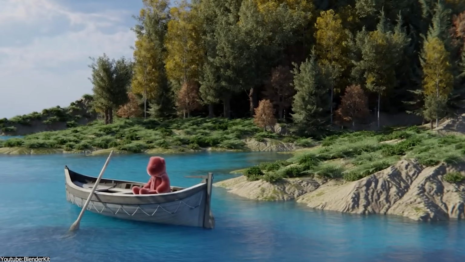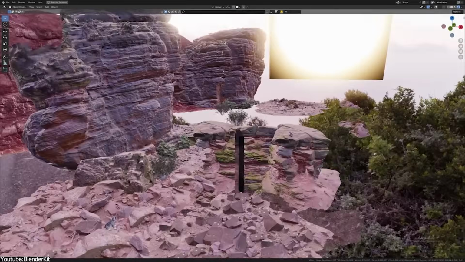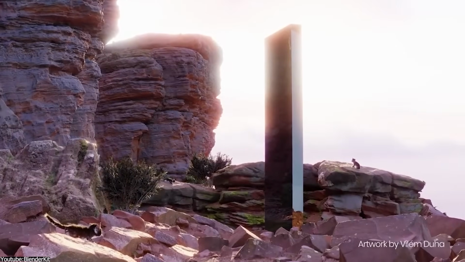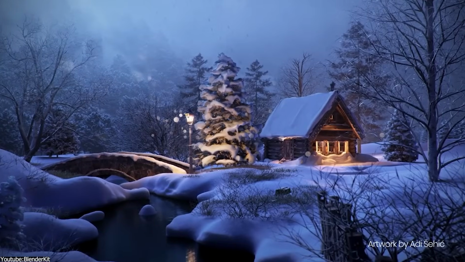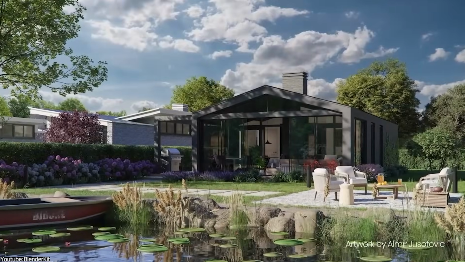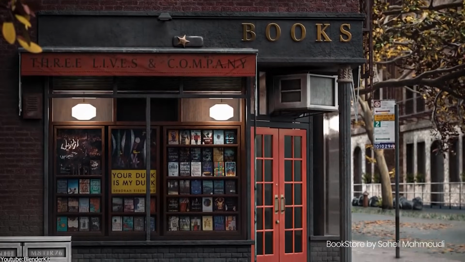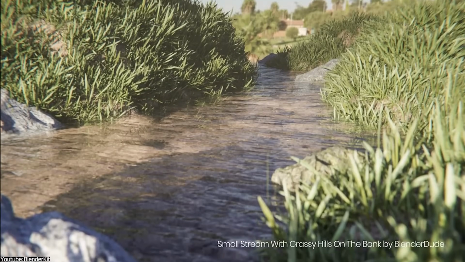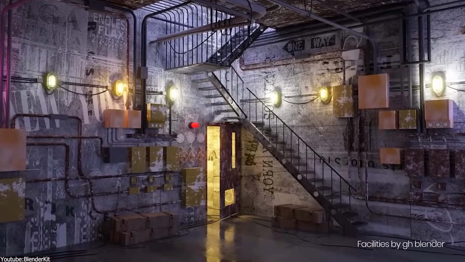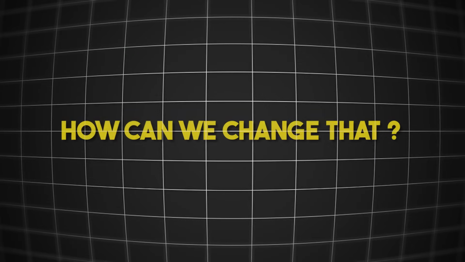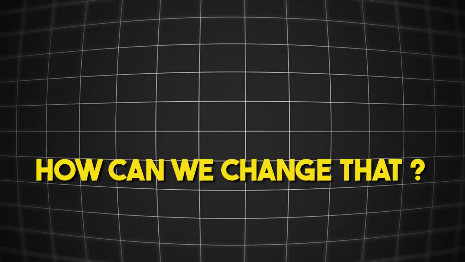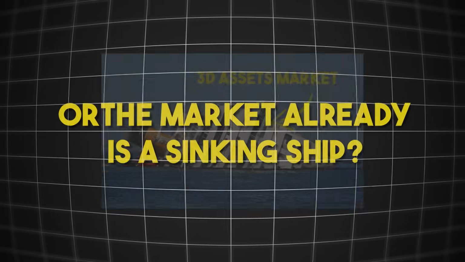Therefore, when an asset is priced at a higher price, there is an expectation of a certain level of quality associated with that price. But if the price is too low, drastically low compared to others, it can lead to a perception of lower quality, so you need to keep that in mind. The current question is, how can we change that? Or is the market already a sinking ship?